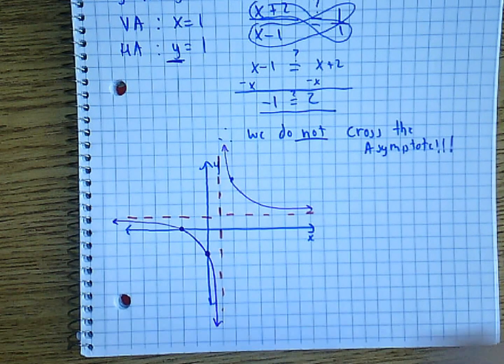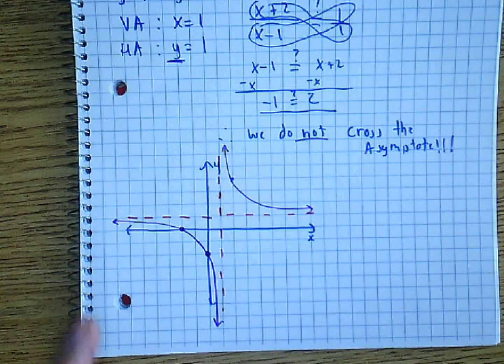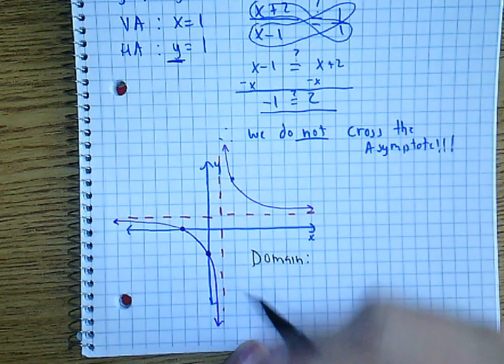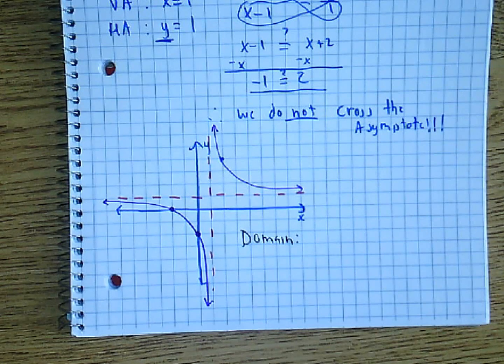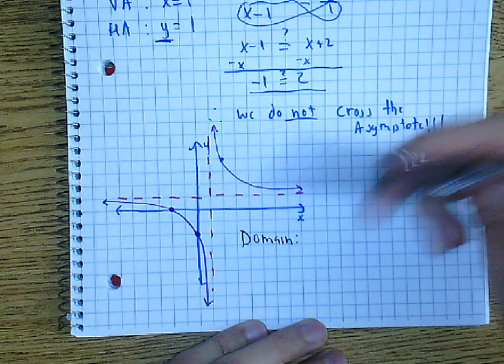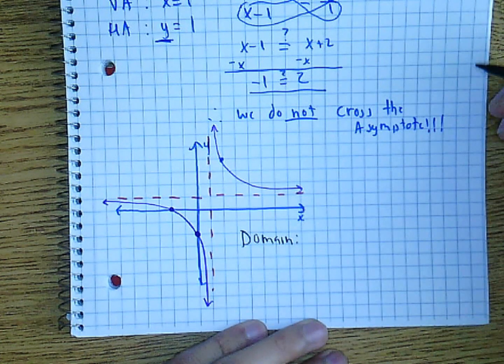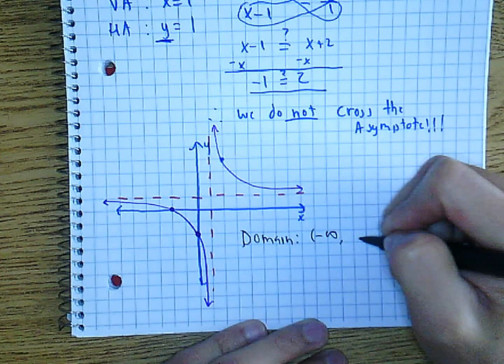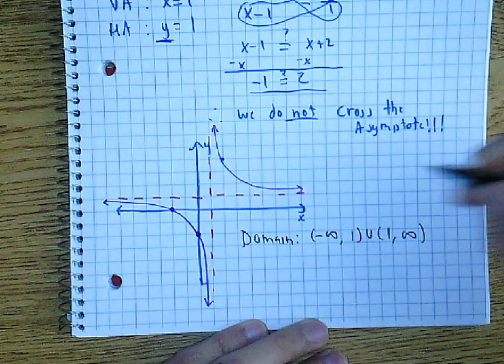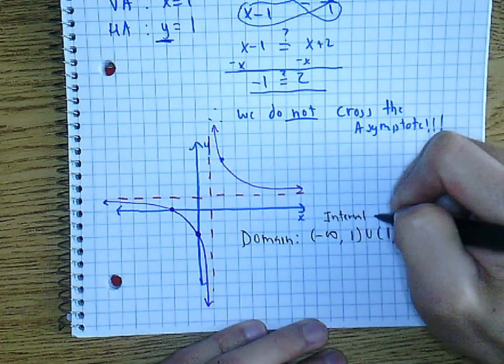So there's two ways that you can tell me that. Number one, you could say from negative infinity all the way to 1 and from 1 to infinity. This is called interval notation. Or you can use something called set notation, which looks like this. x is equal to, because we're talking about the domain, the set of all real numbers such that x does not equal 1, and you close the set.